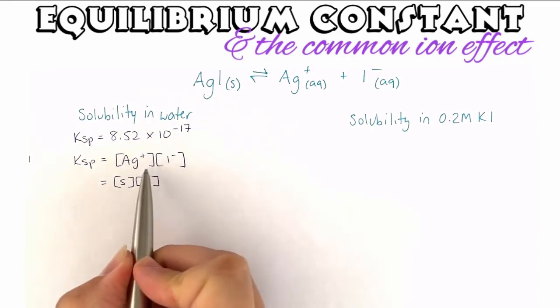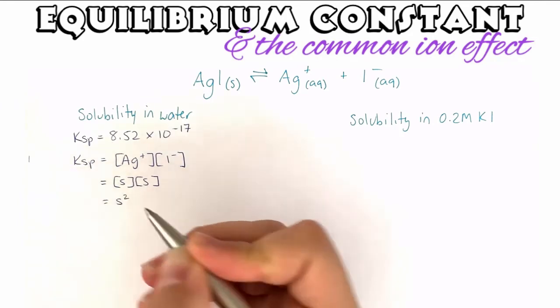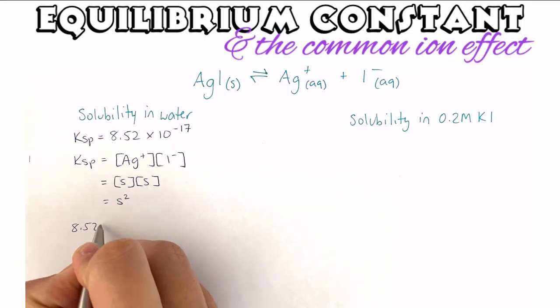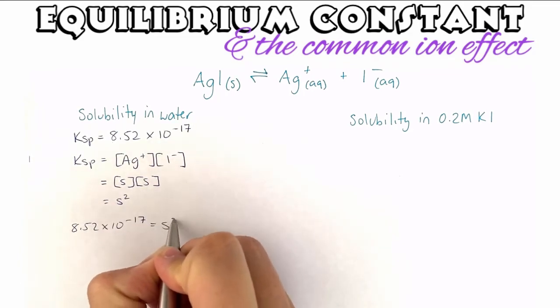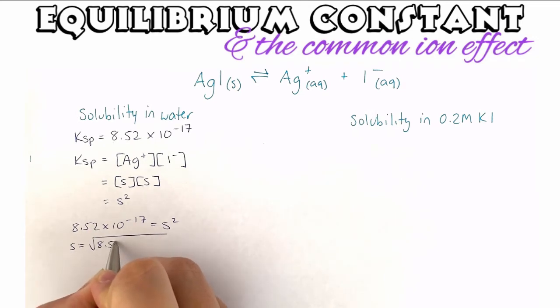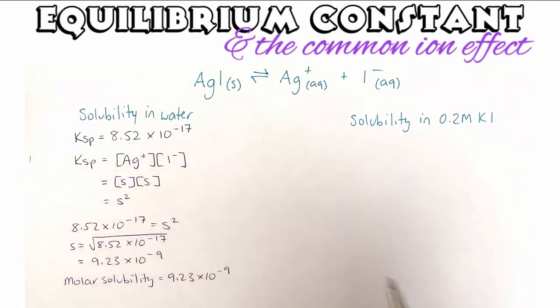Since they're a 1-to-1 ratio, they both have one S, and that means that the KSP is equal to our solubility squared. So remember, our KSP is up here, and that equals S squared. So S is going to be the square root of our KSP value. Therefore, our molar solubility of our silver iodide in water is 9.23 times 10 to the minus 9.